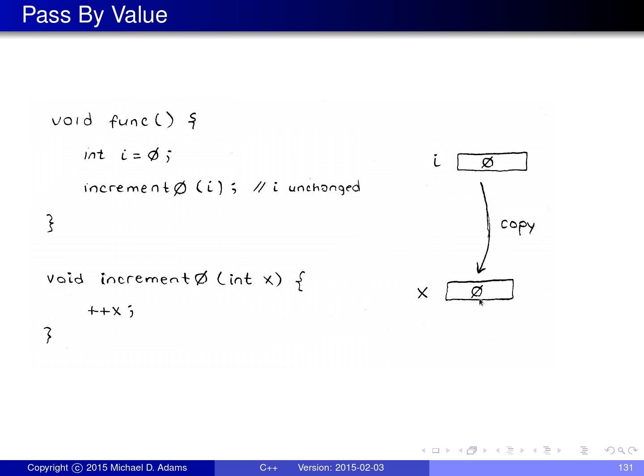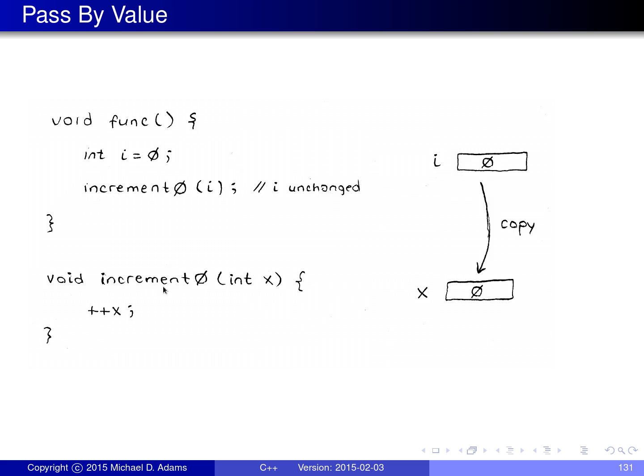And then what pass by value does is it propagates the value of the variable which corresponds to the argument in the caller into the new variable that's created. And this propagation is done by copying in this case. So the value 0 here is copied into this new variable.